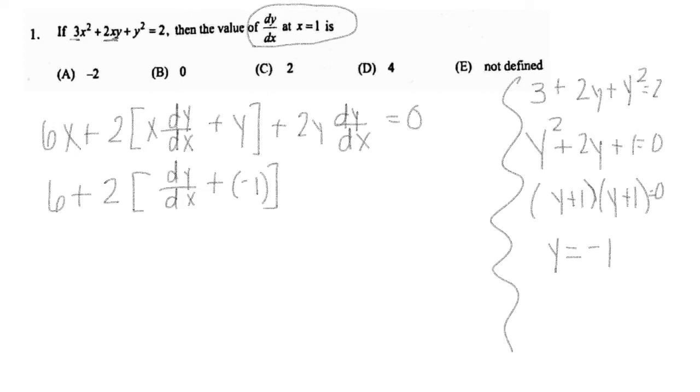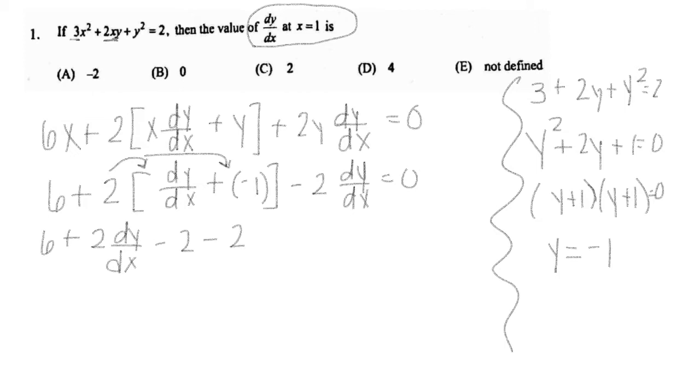And then on the outside here, plus 2y. So that's going to be minus 2 dy/dx. And that equals 0. So let's see what we can do here. So I have 6 plus 2 dy/dx. And keep in mind we're solving for dy/dx. Minus 2, because we have our distributive property here, so don't forget to multiply out here. And then minus 2 dy/dx equals 0.